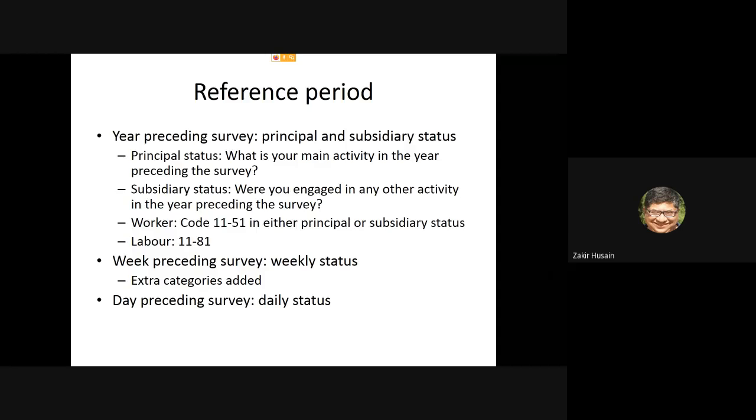Okay, so based on this, we get estimates for the annual. This is the annual unemployment. This is the weekly unemployment. This is the daily unemployment. We generally don't use this. We use either this or this.